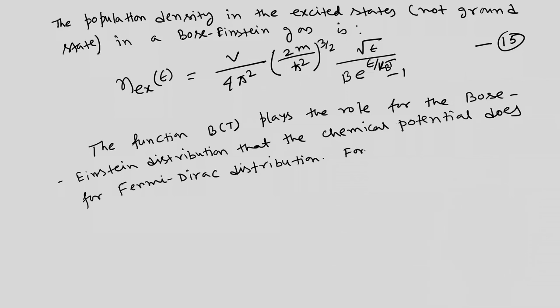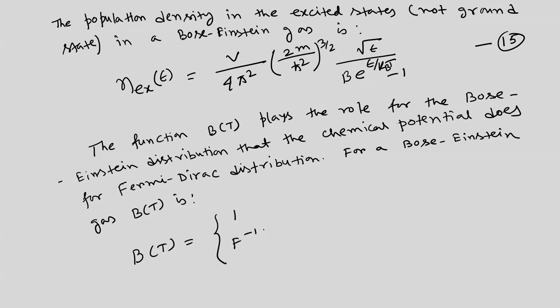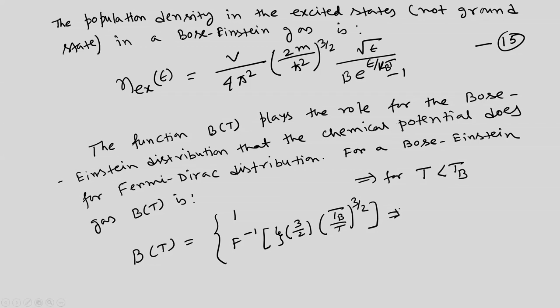For a Bose-Einstein gas, B(T) goes to 1 for T less than T_B, and it goes to a function F inverse of (3 by 2)(T_B by T) to the 3 by 2 for T greater than or equal to T_B. Suppose this is our relation number 16. Now, what is this function F inverse?